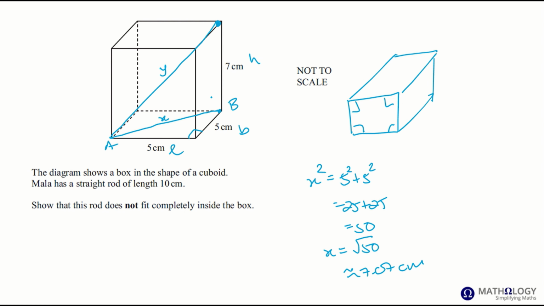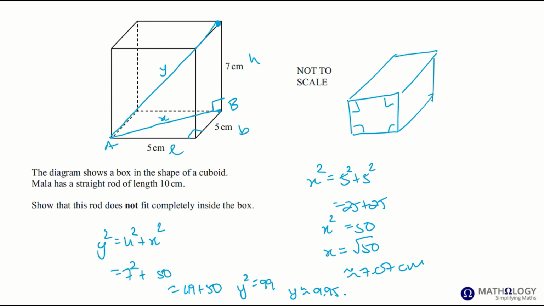Likewise, we're going to find y. X and 7 are also 90 degrees because x is a horizontal plane and the height 7 is a vertical plane. And a vertical plane and a horizontal plane are perpendicular to each other. So y squared equals h squared plus x squared. That'll be 7 squared plus x squared. Instead of taking 7.07 and squaring it, we know that x squared is 50. So that'll be 49 plus 50. Y squared equals 99. Y is approximately 9.95 centimeters.